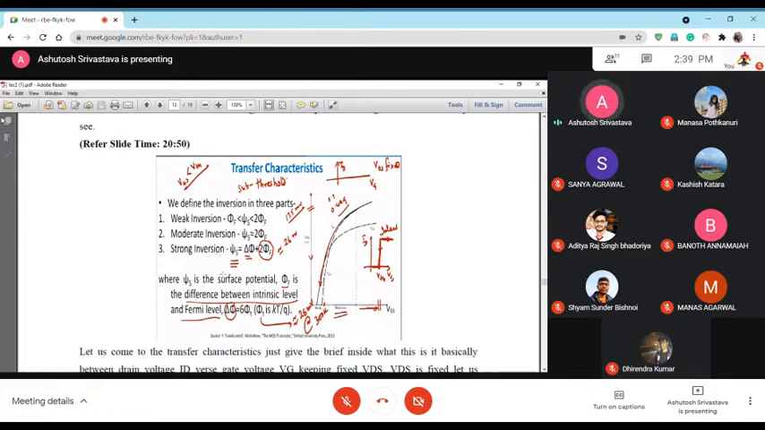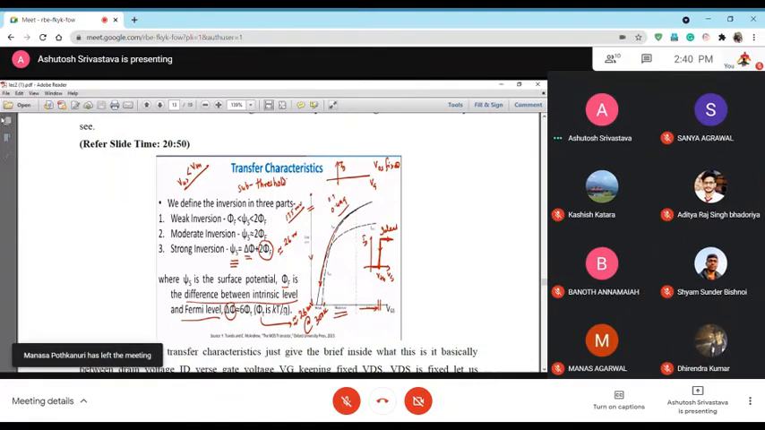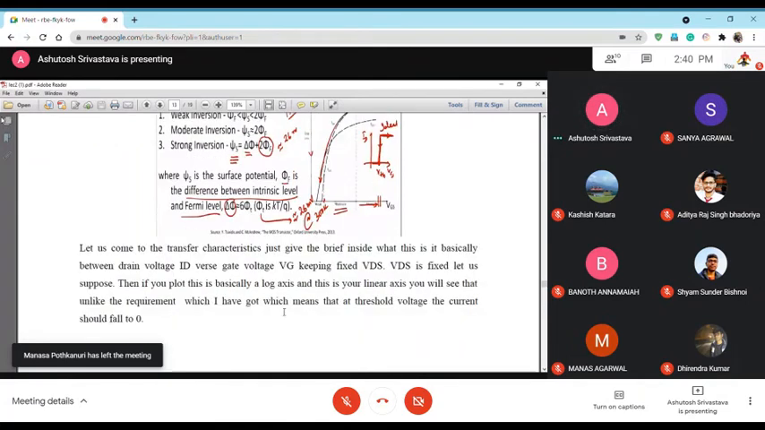So the psi s is essentially your surface potential, and phi f is the difference between the intrinsic level and the Fermi level. So your delta phi is related to phi of t, which is kT by q, and at 300 Kelvin is 26 millivolts.